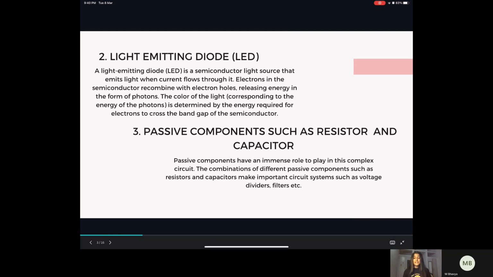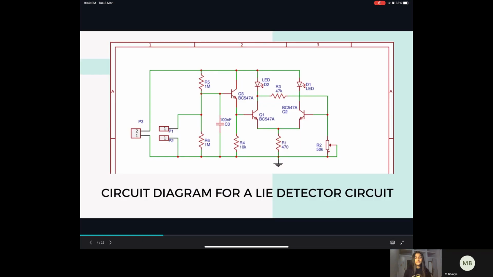The third being passive components such as resistors and capacitors. Passive components have an immense role to play in this complex circuit. The combinations of different passive components such as resistors and capacitors make important circuit systems such as voltage dividers and filters, etc.